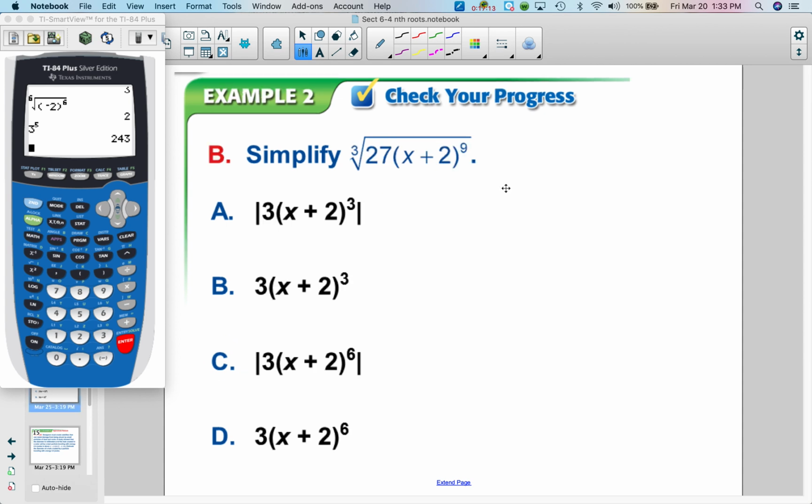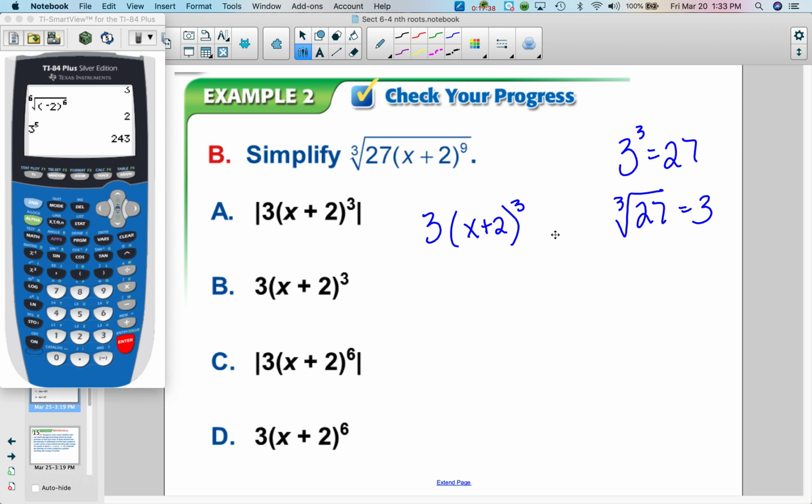Then for this one, the cube root of 27. Remember that 3 cubed is 27, which means the cube root of 27 is 3. So we get a 3. Keep this part together. And then you can use the little trick: 3 goes into 9 3 times with nothing left over. Now, this was odd and odd, so we already know we do not need absolute value. So our answer would be B.